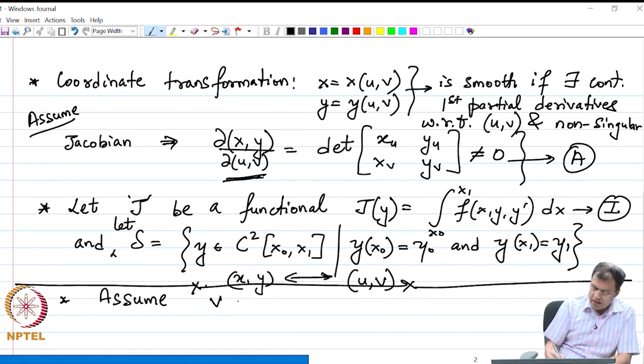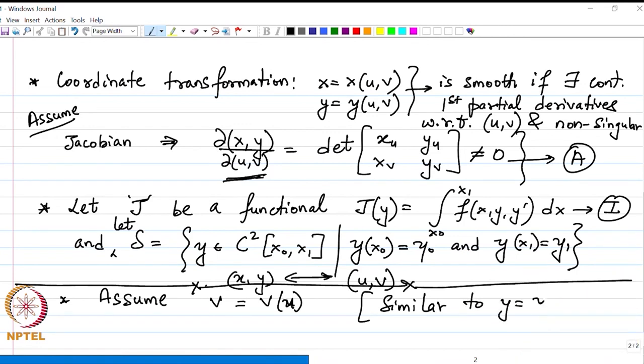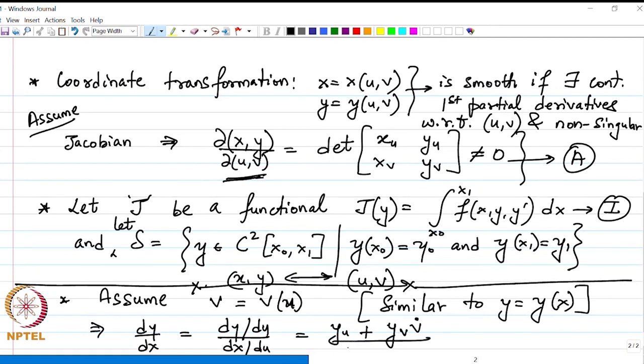So, further we assume that v is a function of u, right. Why do we do that? Because this assumption is similar to the assumption that y is a function of x. So, y is the dependent variable which is dependent on the independent variable x, and we continue with the same assumption. Which means dy dx, the derivative of y with respect to x, is dy du divided by dx du, which is also equal to y u plus y v v dot divided by x u plus x v v dot, right. All we have done is apply the chain rule, and that gives us the derivative of y with respect to x completely in terms of u and v.